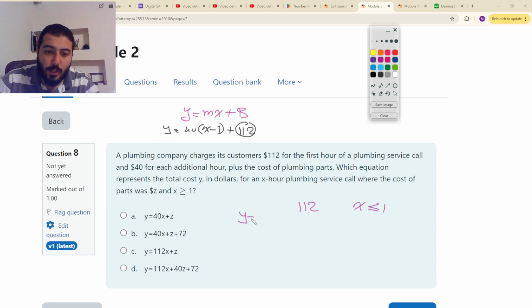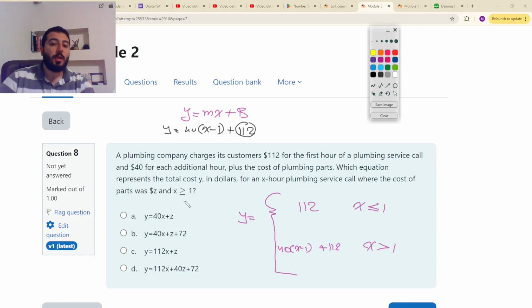And we should represent this through a piecewise equation, or piecewise function. Here it is. But if x is more than 1, we use this equation. He will take $112 as the initial value, plus the amount for the first hour, and x minus 1 times 40 if x is more than 1. So the plumber didn't work less than 1 hour, because if he worked like 1 minute, he will also take $112. If he worked 0 minutes, but he came, took a look, and didn't do anything, he will take the $112.